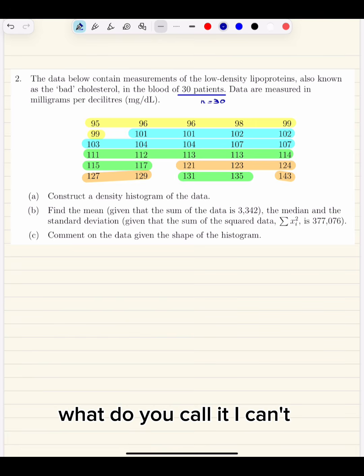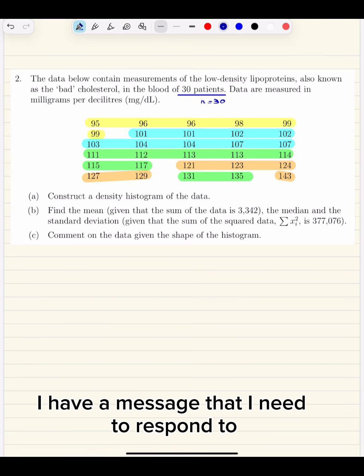What do you call it? I can't wait a second, I have a message that I need to respond to.